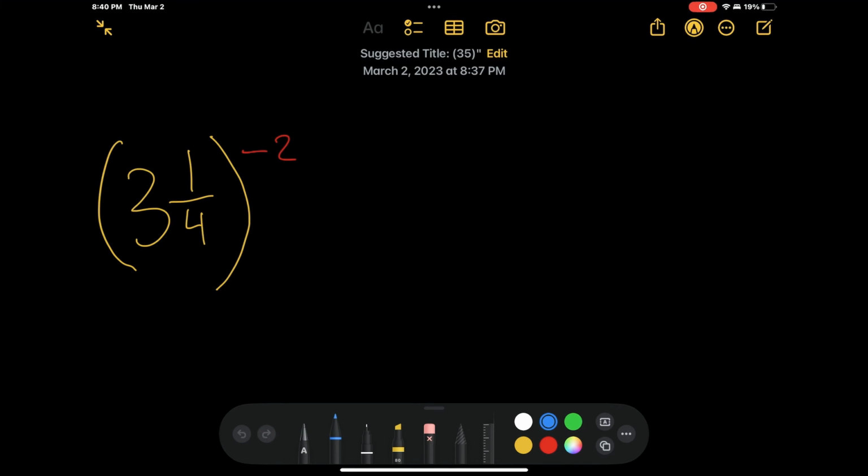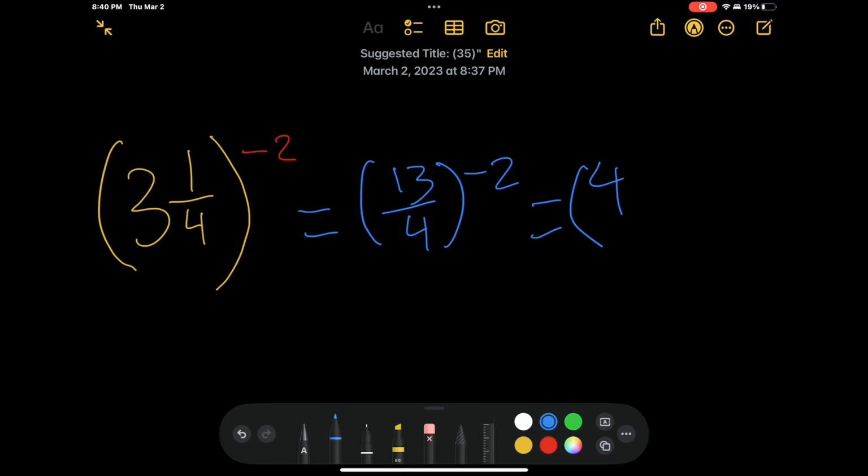But what about a fraction that has a negative exponent? Here we have 3 1/4 to the power of -2. We make this into an improper fraction first. That is 13 over 4 to the power of -2. This equals 4 over 13 to the power of positive 2, which equals 16 over 169.